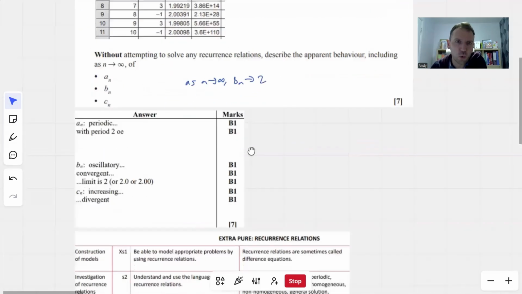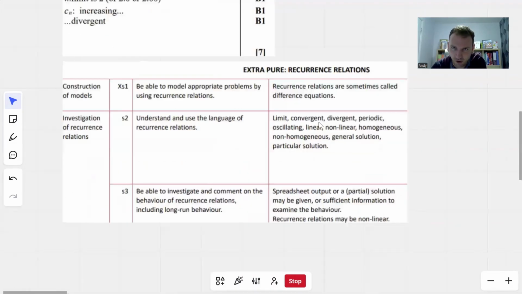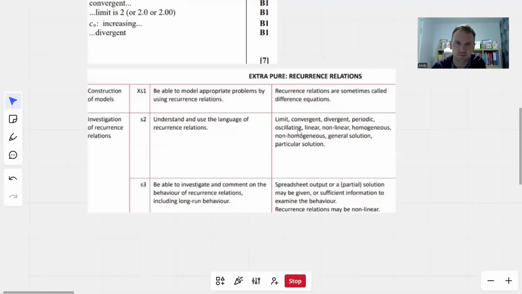Just to show what's in the specification about this part of the scheme here, because all these terms here, limit, convergence, divergence, periodic, oscillating, they're all straight from the specification. So you want to make sure you're using that correct vocabulary when these questions come up, rather than just trying to put it in your own words. Be precise, use the language on the specification.